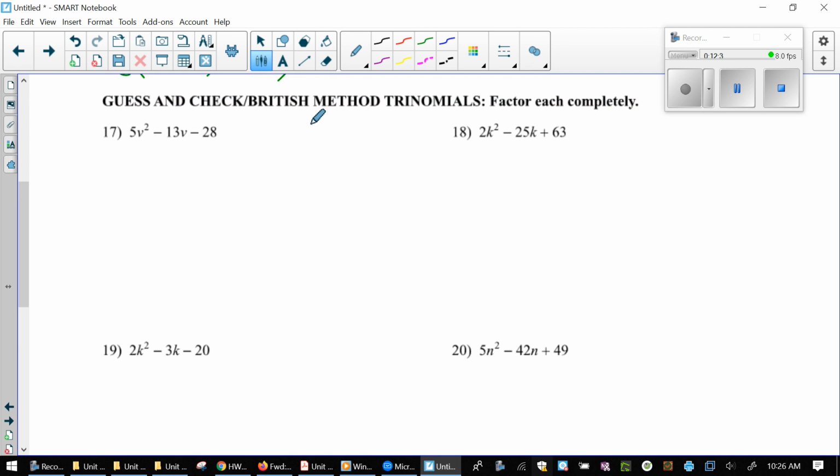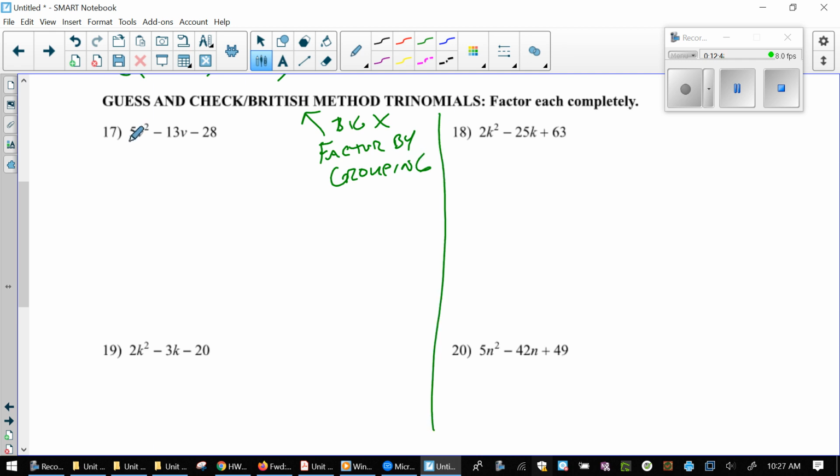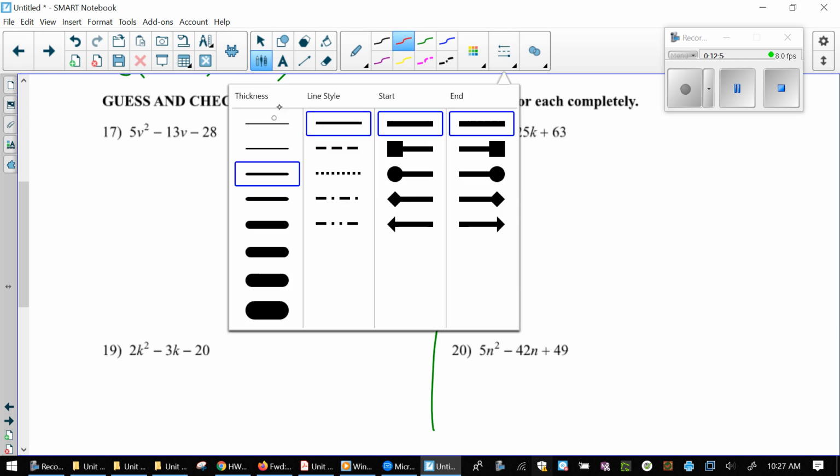Next, notice these. We have guess and check. We have British method. Remember, I call that British method. Big X is how I start, and then we factor by grouping. So it's already what we've seen. And what's important to notice is that all of these are trinomials. All of them have a coefficient that is not 1.